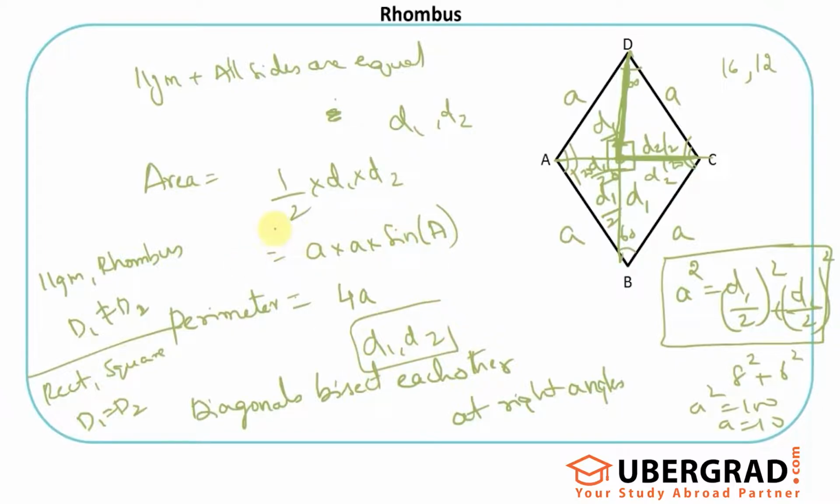Generally, they would give you clues on the area so that I can find the product of the diagonals, and give you some other clue to figure out the individual diagonals. Remember that diagonals bisect each other at right angles. That's the important property that you need to remember.